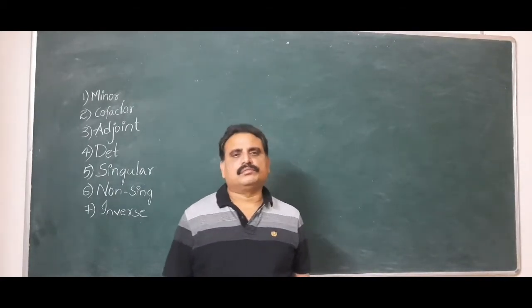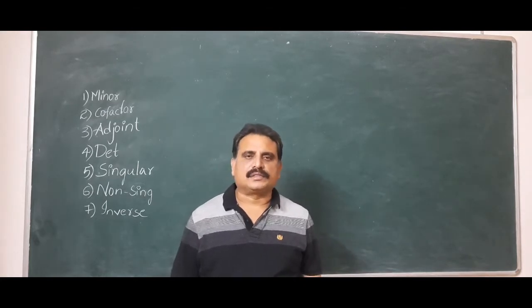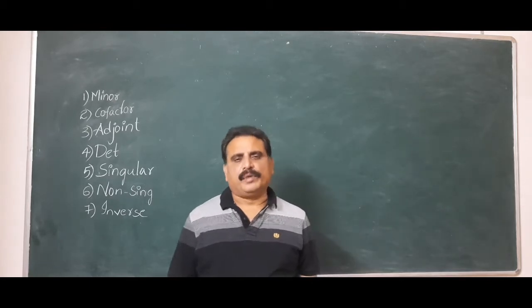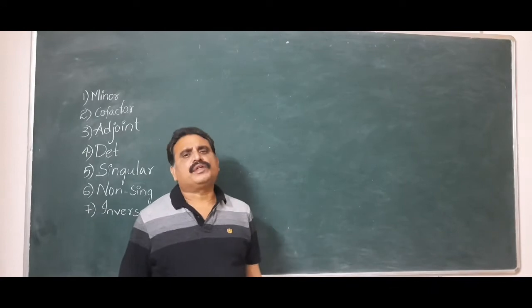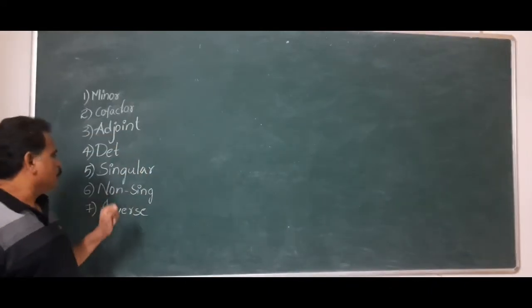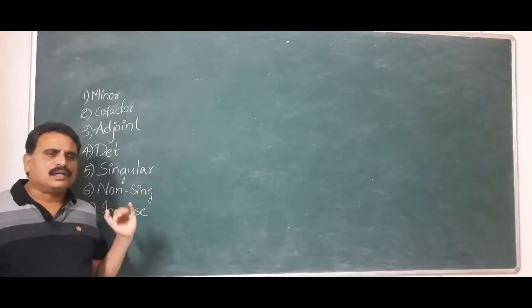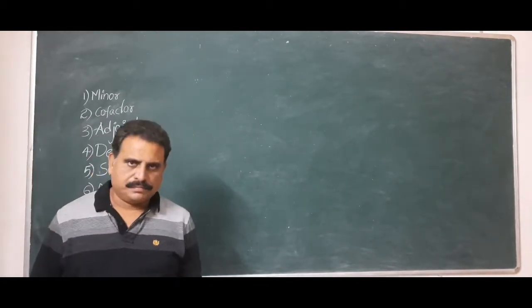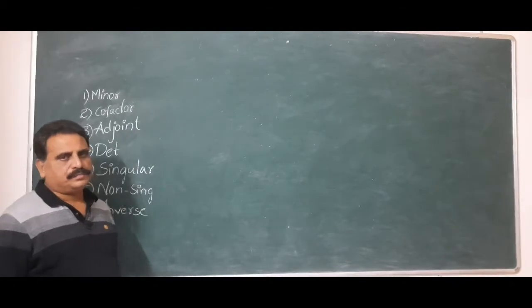This is part 2, matrices, part 3. In this video, we discuss the topics: minor of an element, cofactor of an element, determinant of the matrix, adjoint of the matrix, singular and non-singular definitions based on the determinant, and inverse of the matrix. Now, we discuss the minor of an element.